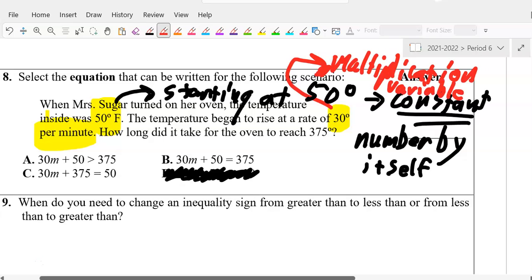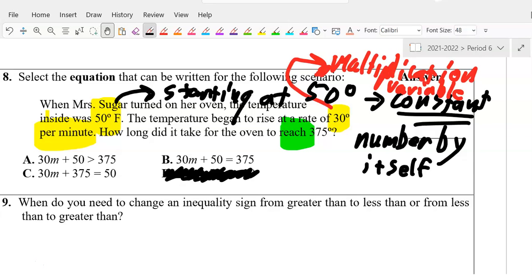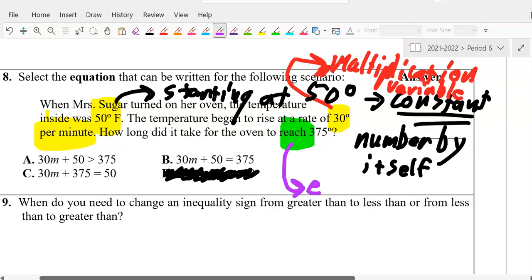Okay, did anybody see a 30 times a variable in A, B, or C? Is it there? Yeah, I see nodding of heads. It's in everyone, right? So we can't cross any out yet because they all have 30 in it. Okay, how about the last sentence? How long did it take for the oven to reach 375 degrees? So reach means equal to, like it will be exactly. So reach means equals.